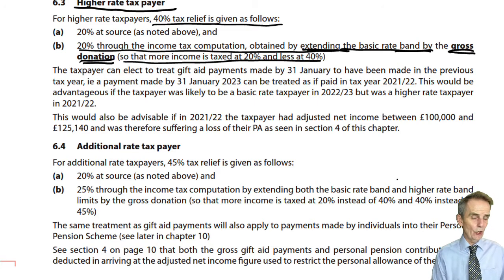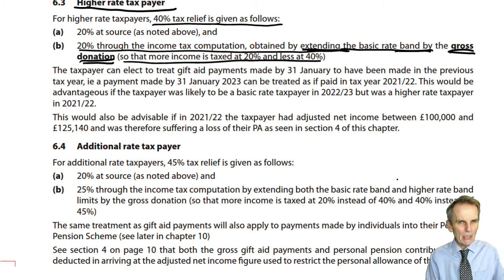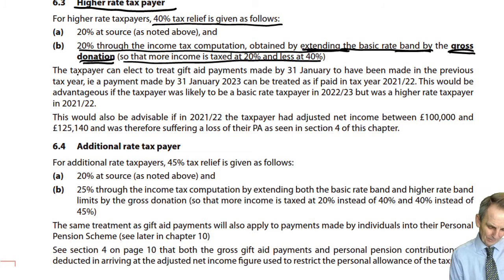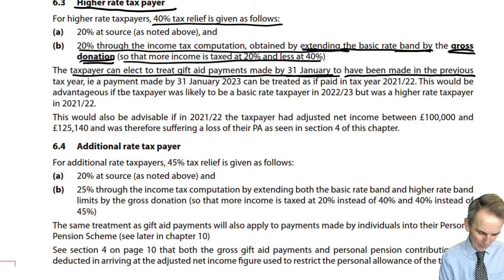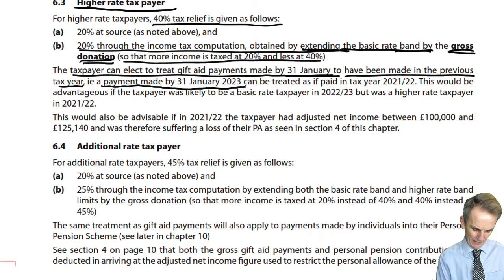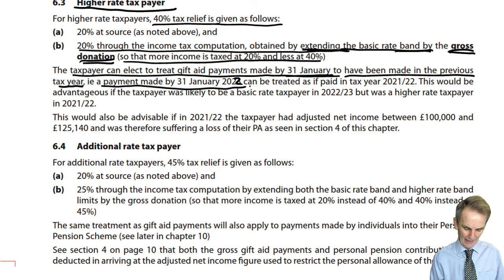As a separate issue that may be something the taxpayer wishes to do, the taxpayer can elect to treat gift aid payments made by the 31st of January within the tax year. So for us, 21-22, by the 31st of January 22, to have been made in the previous tax year, i.e. a payment made by the 31st of January.